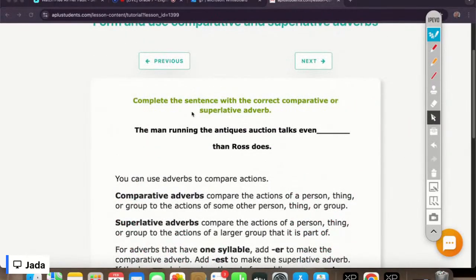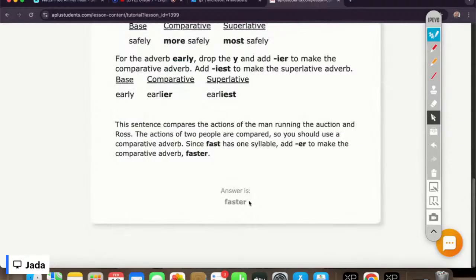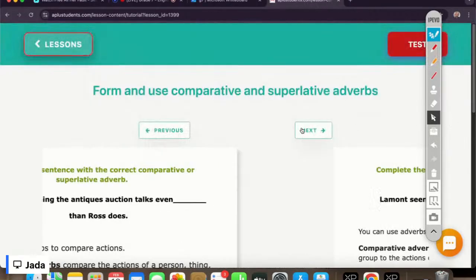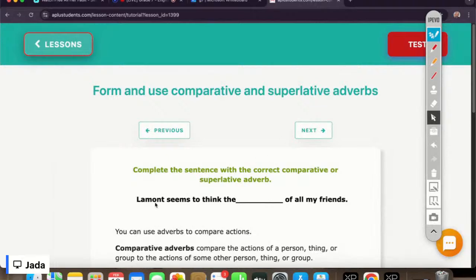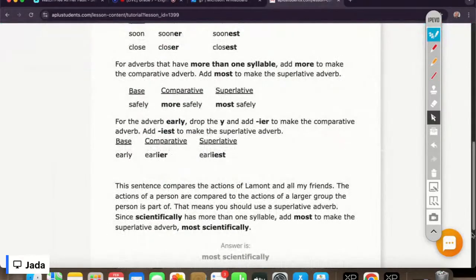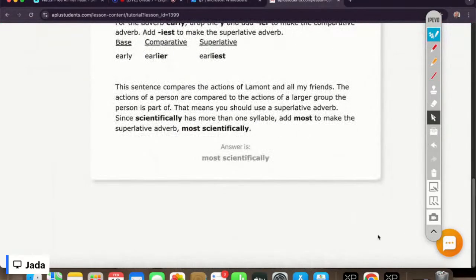Okay. To complete the sentence with the correct comparative or superlative adverb: the man running the antique auction talks even dash than Ross does. So we have what? Faster. Okay, because it's just between one person and another, like Ross and the other person. Then Lamont seems to think the dash of all my friends. So all my friends, we have what? Most, because all my friends, it's not just one, it's a lot of people. So most scientifically.